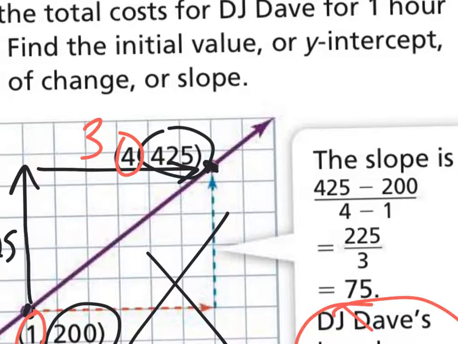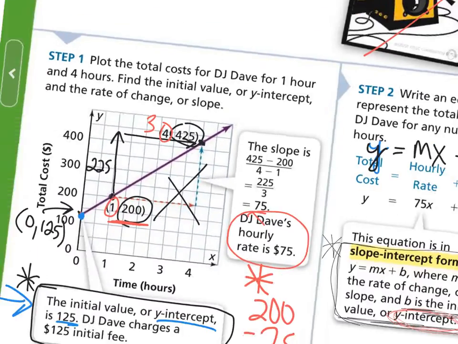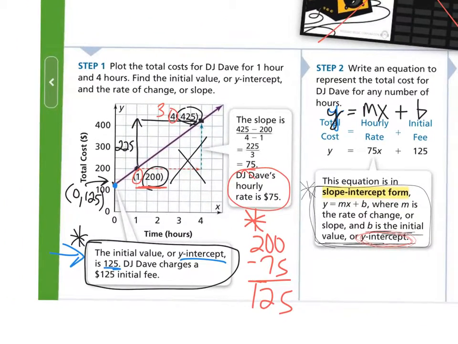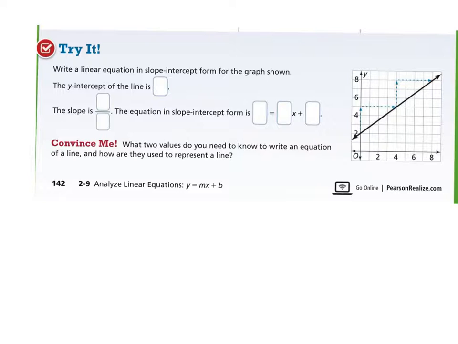So there's lots of different ways that you guys could work this out and figure out the answer. Lots of different options here. So to try it, at the bottom of the page, they want us to write a linear equation in slope-intercept form for the graph shown. The first thing they want us to do is tell what the y-intercept is.